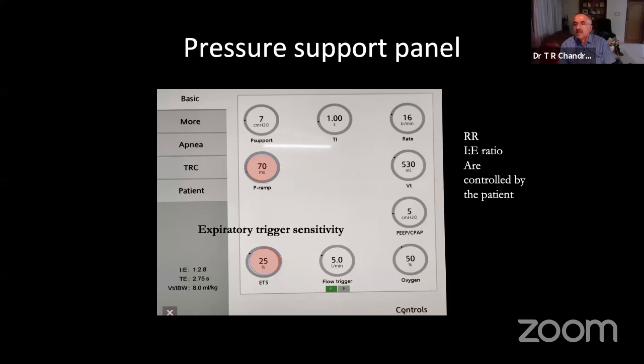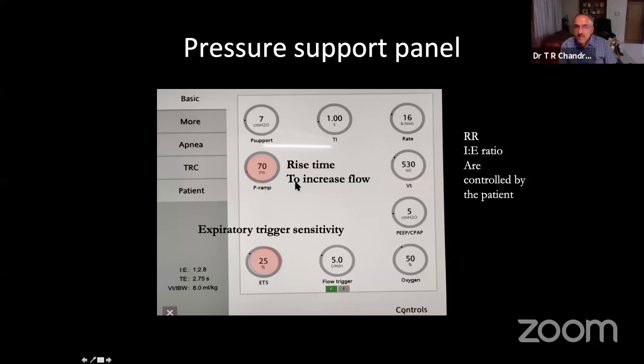to expiration. If I change this to 50%, when the deceleration starts, when I am at 20 liters only, I start from inspiration to expiration. That's how you change the IE ratio. Another way of changing is this P ramp. It is called P ramp.